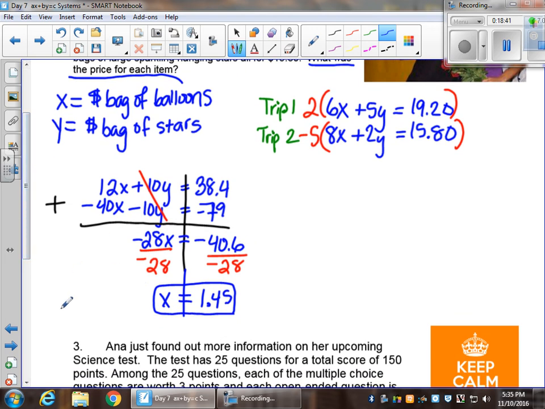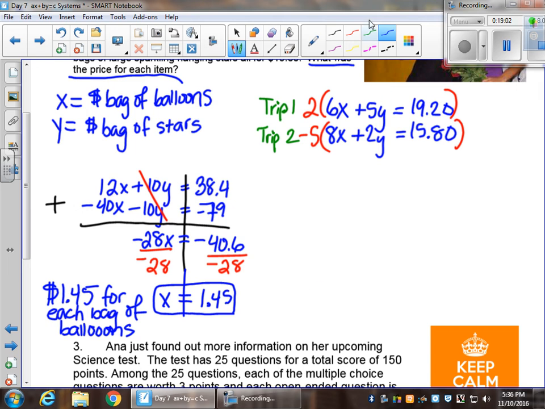Yes, because we're saying $1.45 for each bag of balloons. So I know the cost of the balloons. How am I going to find out about the stars?